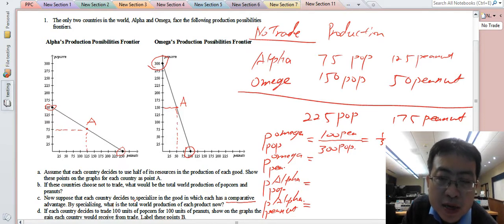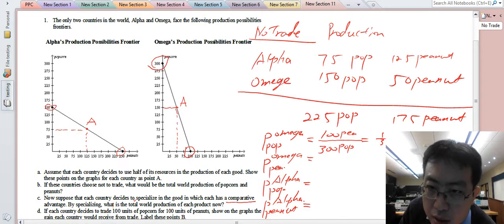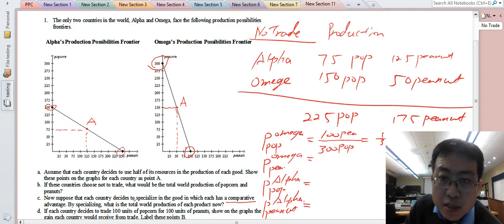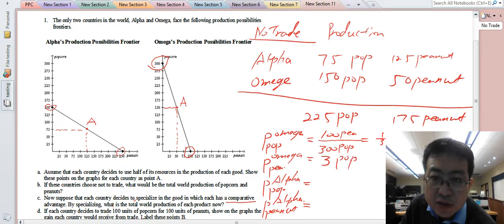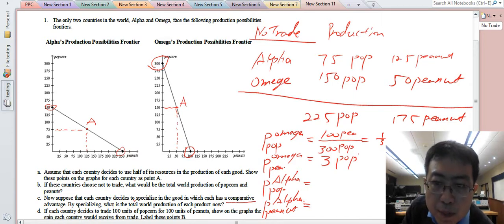Whenever you're looking for the comparative advantage and looking for the four prices, once you have the price of one good in the same country, to find the price of the other good, all you have to do is take this number over here, 1/3, and flip it over. That's the answer for the other good. So the price of peanuts in omega, if you flip this 1 over 3 over, it just becomes 3 popcorn. That's the answer for omega. So in omega, every peanut will cost you about 3 popcorn.